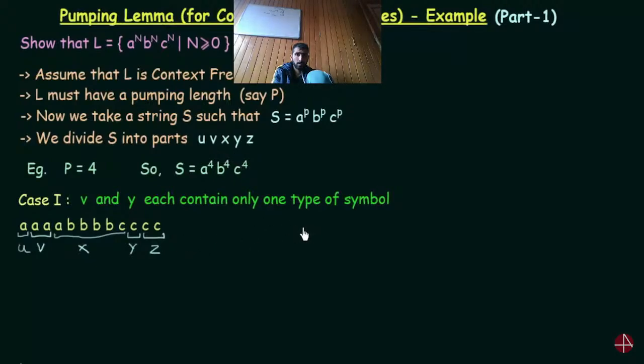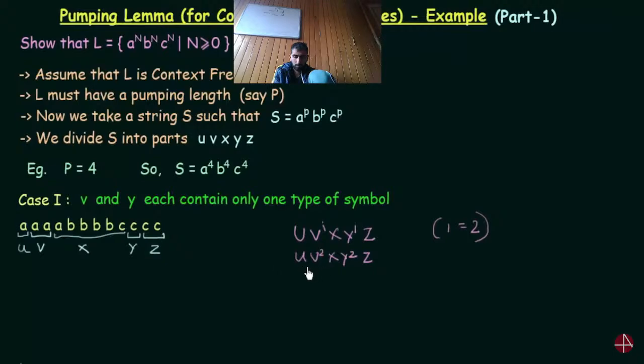Now after we have divided, condition number 1 was saying that u, v raised to i, x, y raised to i, z must also belong to the language. So here I have i, and I am going to take i equal to 2, for example. That means it will be u, v square, x, y square, and z. Now let me replace it here and see what kind of string I am going to get.